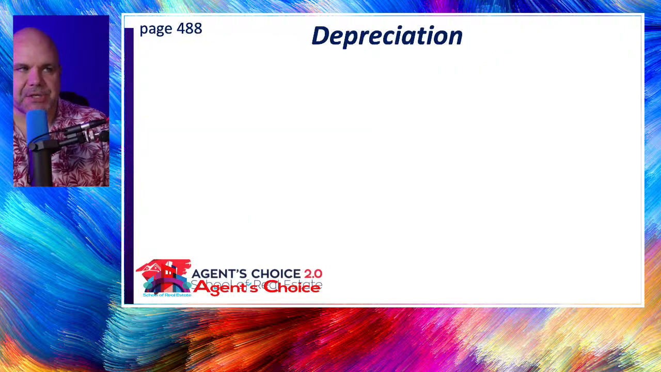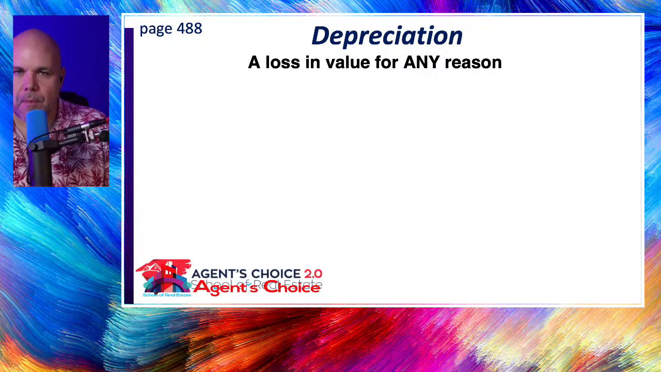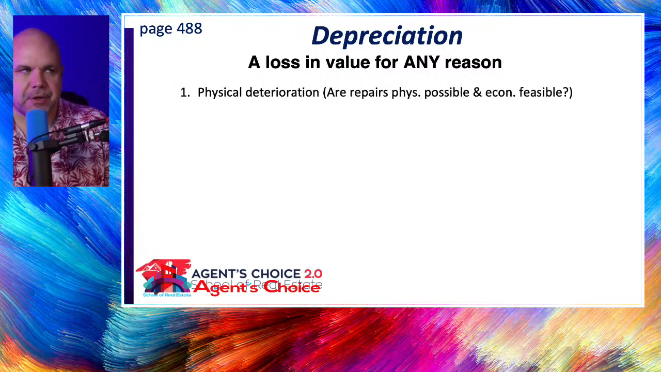This depreciation that we need to subtract, it's a loss in value. And there's lots of reasons that there could be a loss in value. It could be because of physical deterioration. Obviously, the older it is, the more the physical deterioration there could be.